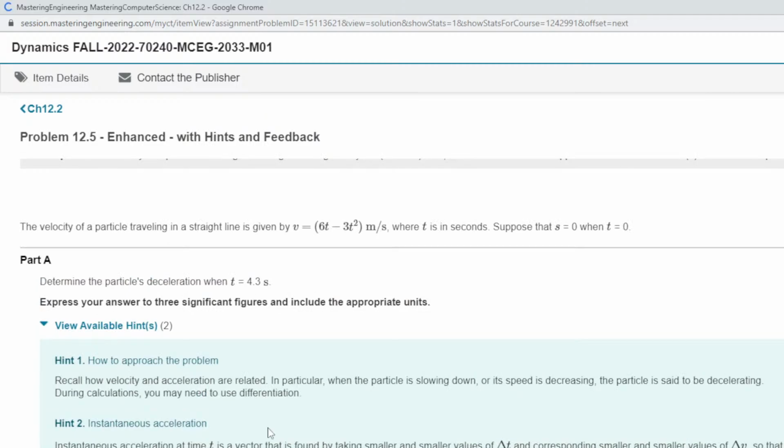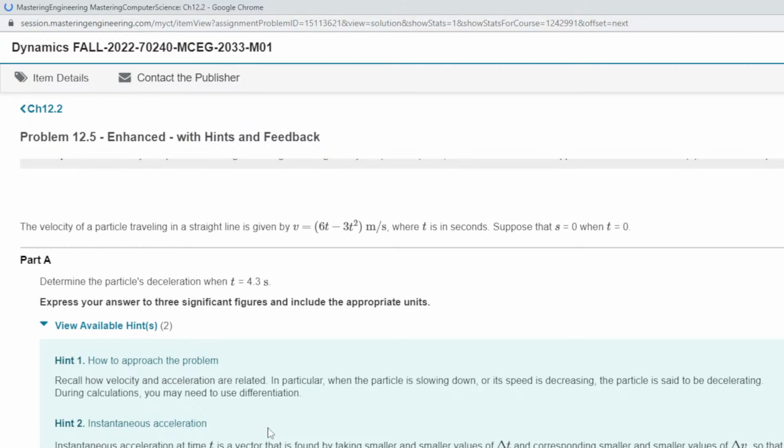Recall how the velocity and acceleration are related, particularly if the particle is slowing down, or the speed is increasing. If the particle is said to be decelerating, you may need to use differentiation. But you would need to use that anyway. But anyway, since he gave you the equation, I wouldn't even use it. I would just differentiate it.